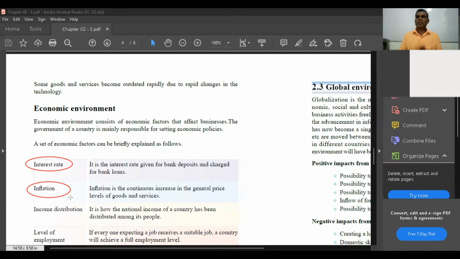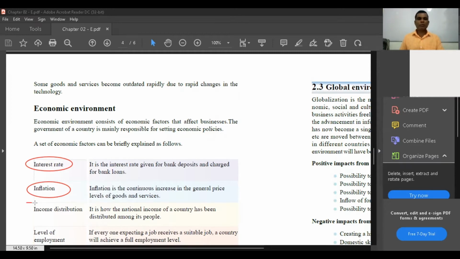Now, due to inflation, it affects businesses favorably and unfavorably. Understand? Due to inflation, prices of some items increase. For example, raw material prices increase, so that it would disturb the production sector. And then sometimes, due to inflation, prices of imported goods will increase. It unfavorably affects the business sector. Just try to understand, inflation is another economic environmental factor. For your understanding, inflation is the continuous increase in the general price level of goods and services.